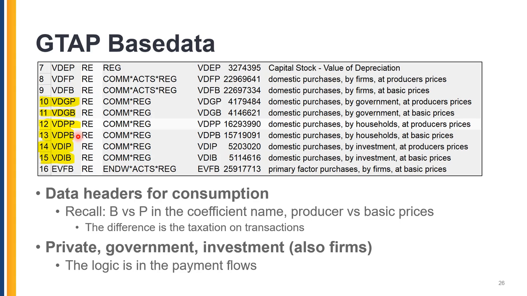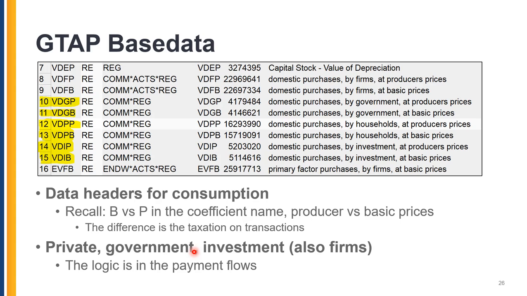So these coefficients where we see B versus P in the coefficient name, that is just telling us whether we're looking at producer prices or basic prices. And the difference between the two, between 1629, etc., 157, etc., is going to be the taxation that occurs in that transaction. So as we go from producer to basic or producer to market valuation, what is the taxation that occurs?